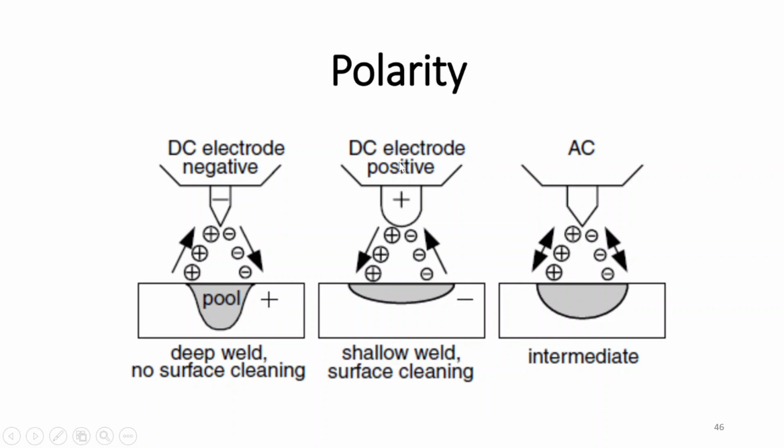Now polarity. If the electrode is kept negative, DC electrode negative, then the pool formation is in this format. It is a very deep weld and there is no surface cleaning. While in case of DC electrode positive, the weld pool is shallow and the surface is cleaned. And in case of AC, there is an intermediate formation of the weld pool.